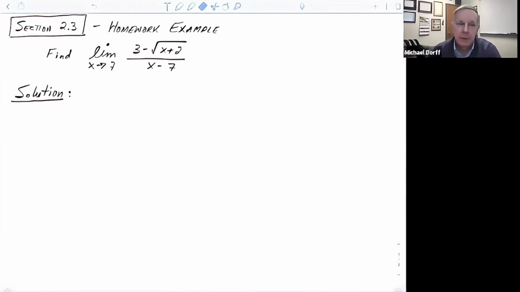We're in section 2.3 and we're looking at an example that's like homework. In this example, we're trying to evaluate a limit, trying to find the value of that limit. The first thing I would do on a problem like this is try the substitution method. Since x is going to 7, I'm going to substitute in the value x equals 7.